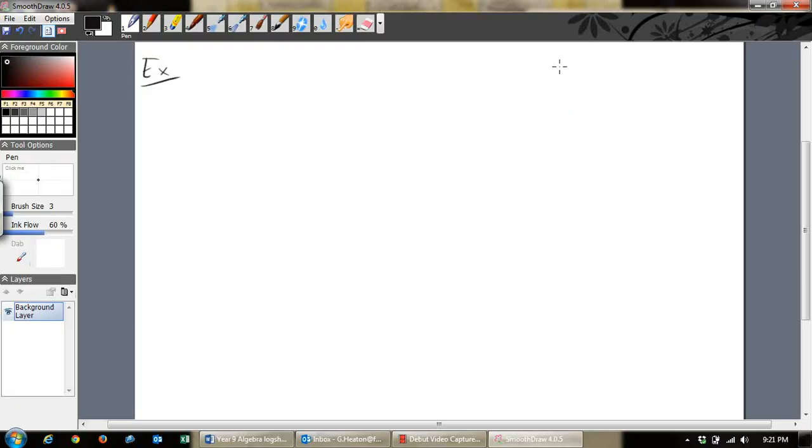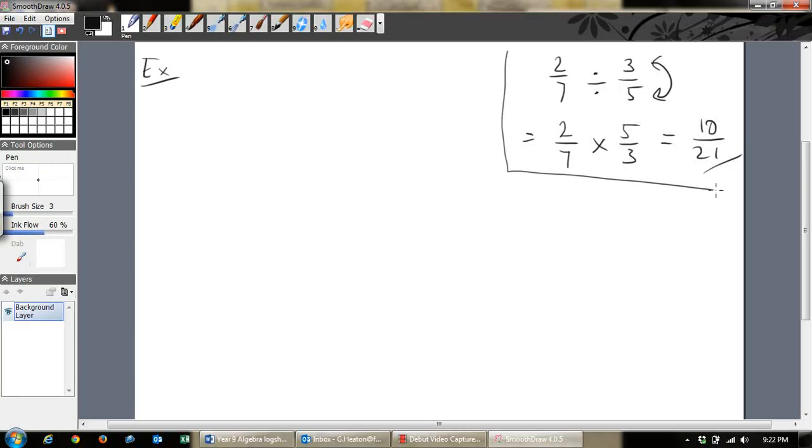Okay, and just to remind you, so 2/7 divided by 3/5. If you remind yourself how you do this, when you're dividing fractions, that'll be 2/7. We change the divide into a times, and then we flip the second fraction. It has to be the second fraction, so that'll be 5 over 3. Once you've got it like that, times the top lines, times the bottom lines, and that's your answer, 10/21. Okay, so that's just a little aside up here.